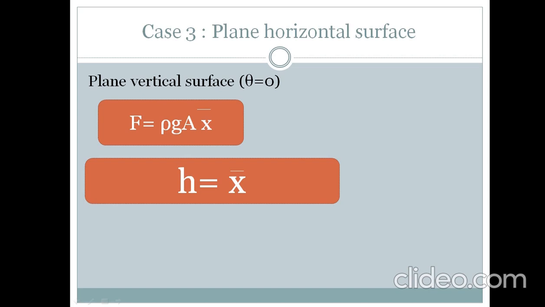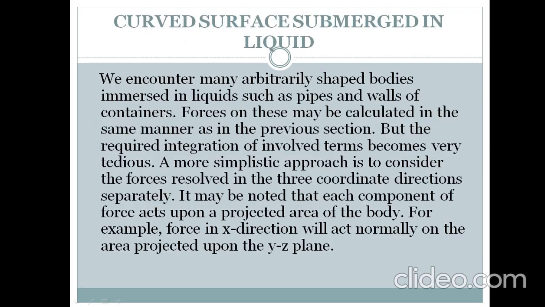Curved surface submerged in liquid. We encounter many arbitrary shaped bodies immersed in liquids, such as pipes and walls of containers. The force in these cases may be calculated in the same manner as in the previous section, but the required integration of the involved terms becomes very tedious. A more simplistic approach is considered. The force is resolved in 3 coordinate directions separately. It may be noted that each component of force acts upon the projected area of the body. For example, force in the x direction will be normal to the projected area in the yz plane.